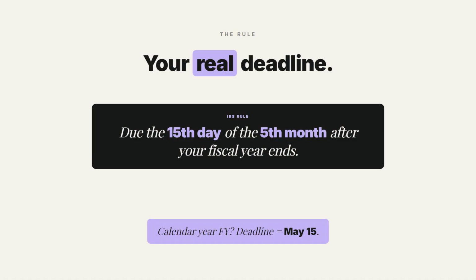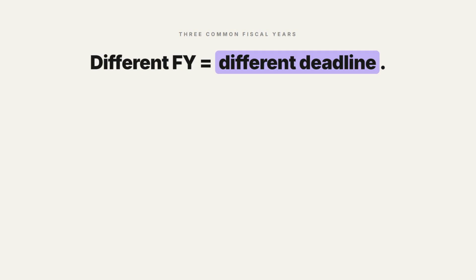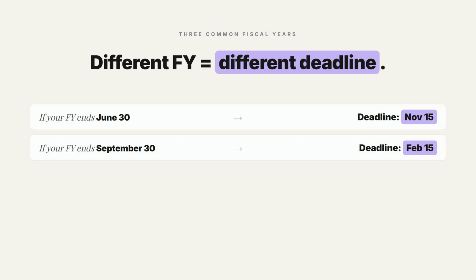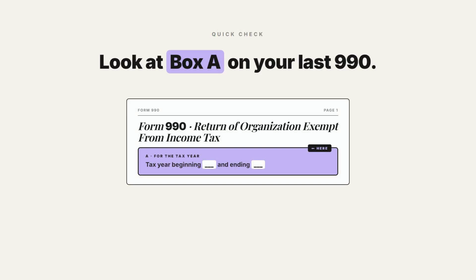But if your fiscal year ends June 30th, common for nonprofits aligned with academic or government grant cycles, your deadline is November 15th. If your fiscal year ends September 30th, common for government-funded organizations, your deadline is February 15th. If your fiscal year ends March 31st, your deadline is August 15th. A quick check: pull up your last Form 990. Look at box A on the very first page. It says, for the calendar year, or tax year beginning and ending. That ending date is what determines everything. 5th month after that, 15th day. Lock it in your calendar.